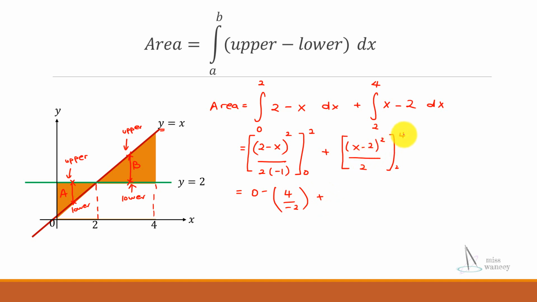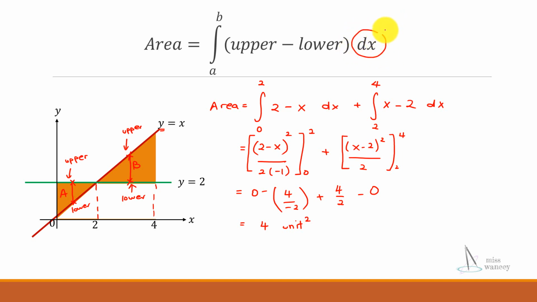Plus, if I substitute with 4, 4 minus 2 is 2. So I'm going to have 4 over 2 minus 2 minus 2, which is 0. So what we have here is 2 plus 2, which is simply 4 unit square. Okay, so this is for the x.